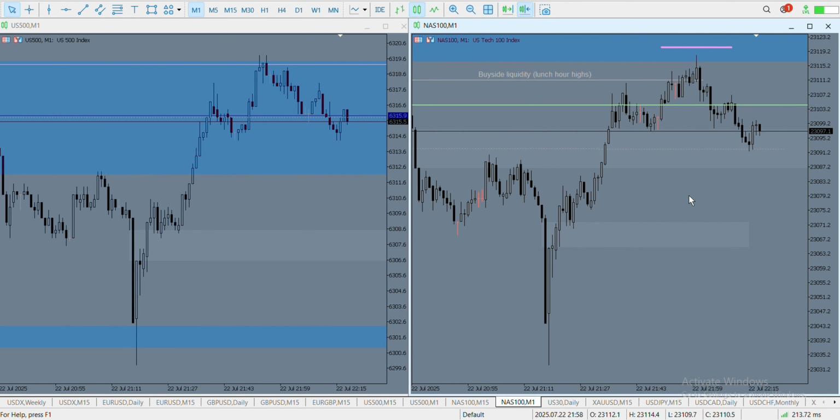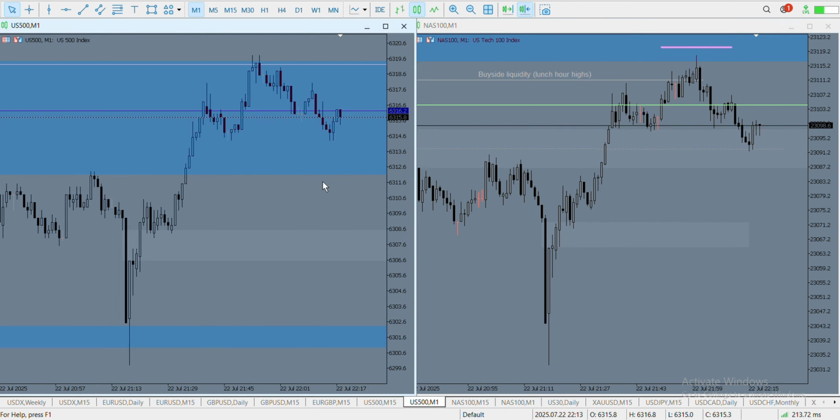23,097. We're still at 23,100. US 500, 6,315. We're trading at the midpoint of these 15-minute buy-side balance system efficiency from yesterday. When price trades through these 15-minute efficiencies, it tells me one thing. Most of the time it tells me that we're going to go through that level or that price point. We're going to go through it.